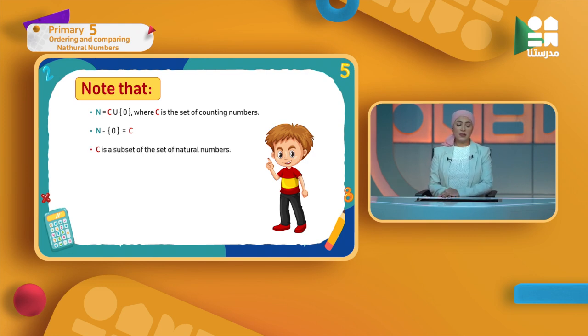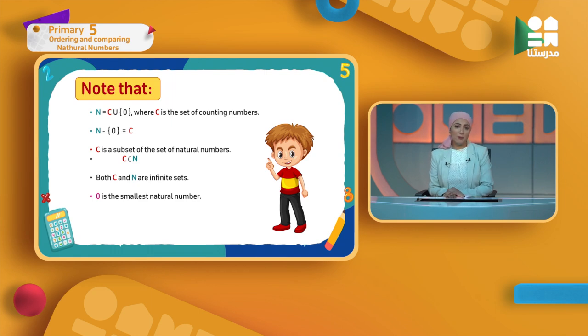Now, the set of counting numbers is a subset of the set of natural numbers, which means it is a part of the natural numbers. But the opposite is not correct. The set of natural numbers is not a part of the set of counting numbers. We need to remember that both the set of counting numbers and the set of natural numbers are infinite sets, which means that they have a beginning but they don't have any end.